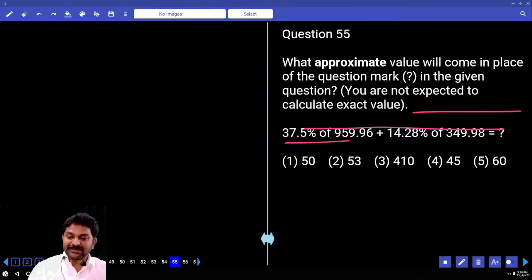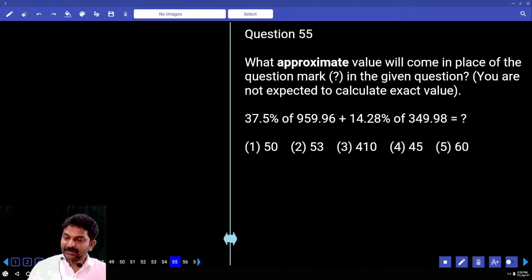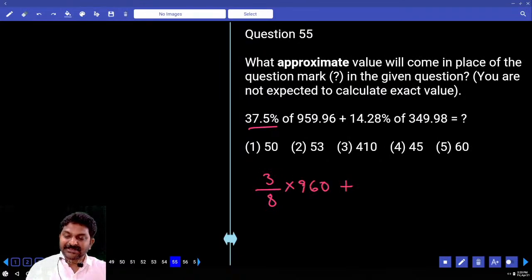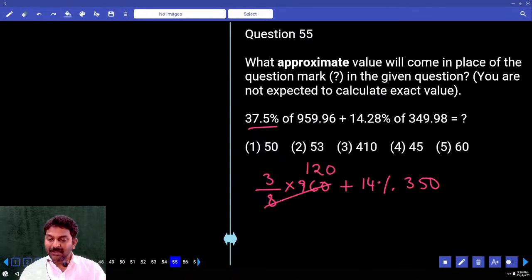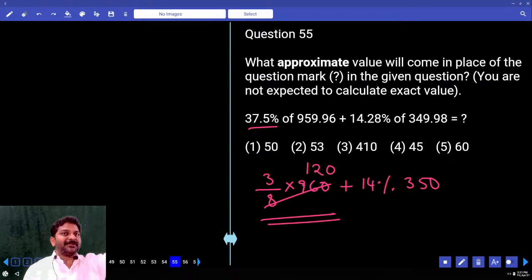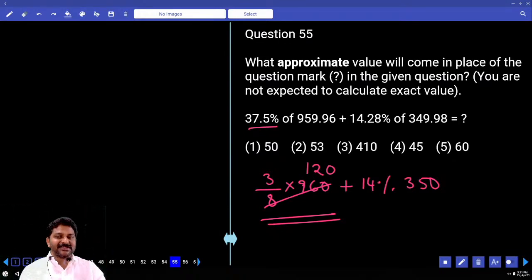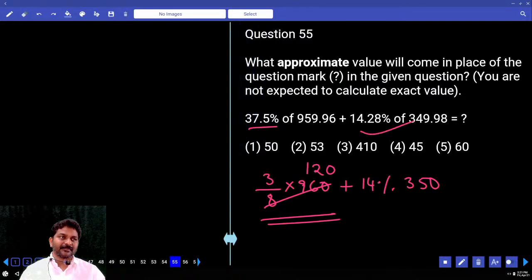Right, 55 onwards, approximations. 37.5%. Can we write it as 3 by 8 into 960 plus 14 percentage of 350? Is that okay? 8 how many times? 120 times. Right. So 3 into 120 is 360, plus something else is there. That means the answer is more than 360. Go to options. 410.